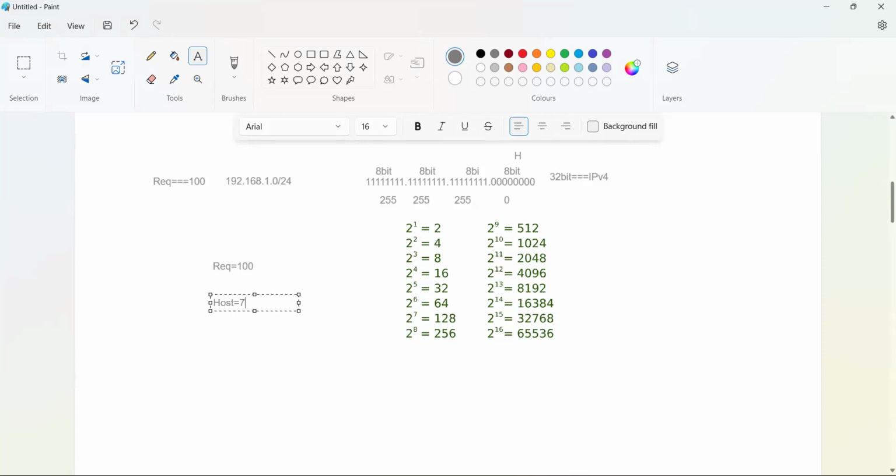If I need 50 users, I'll borrow 6. If I need 30 users, I'll borrow 5. If I need 10 users, then I'll borrow 4. And if I need 6 or 7 users, I'll take this value. If I need 2 or 3 users, I'll take this value. Up to here we can take it. Got it?